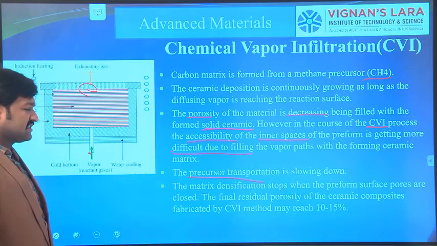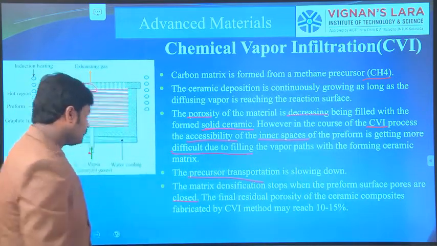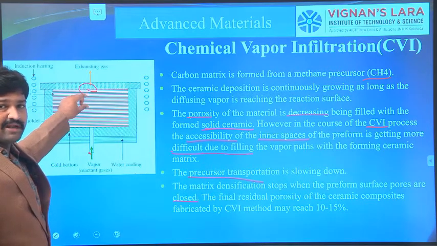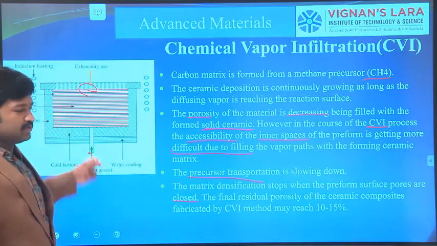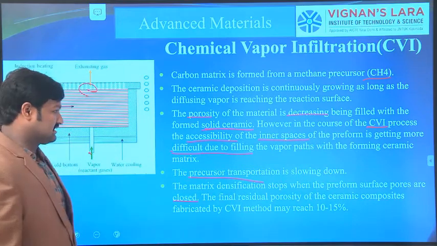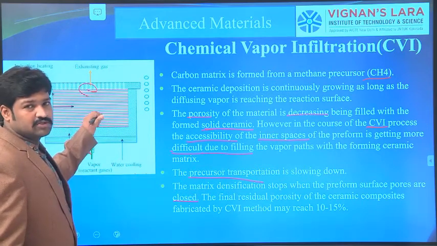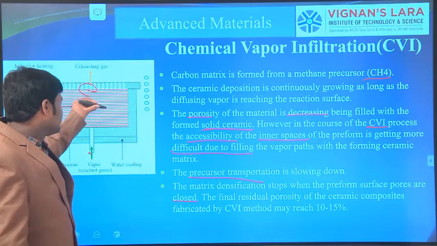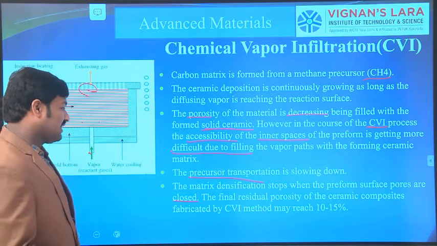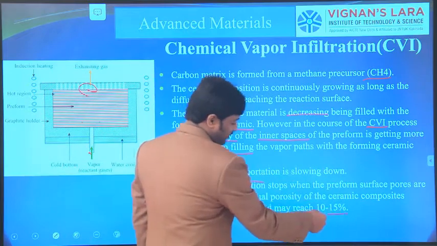The matrix densification stops when the preform surface pores are closed. The volume of matrix deposition is reducing, so the density is reducing. The matrix densification stops or reduces when the preform surface pores are closed. So at the start we have pores. If the pores are closed, the densification, the improvement of the matrix on the upper surface, is reduced. The final residual porosity of the ceramic compounds fabricated by the CVI method may reach 10 to 15%.